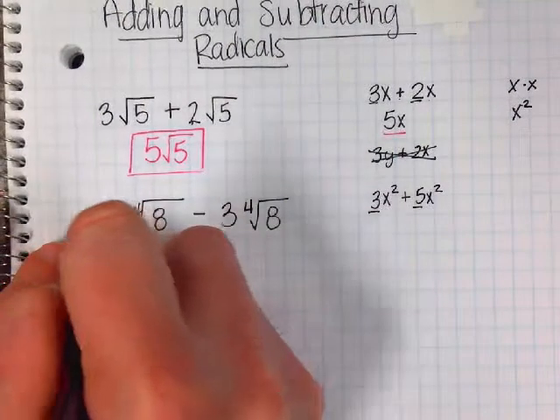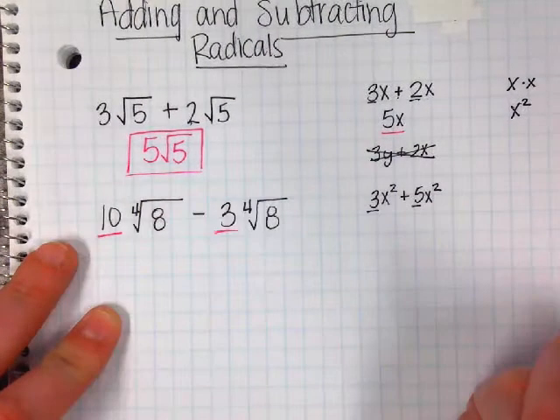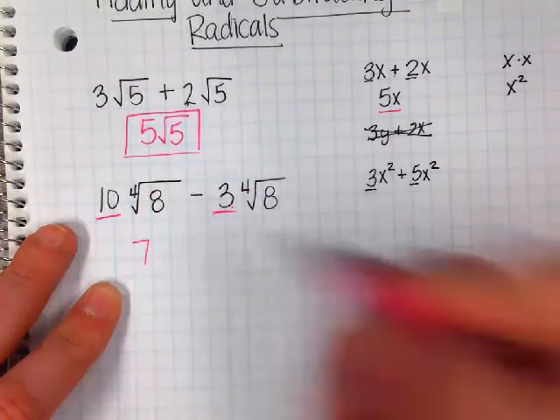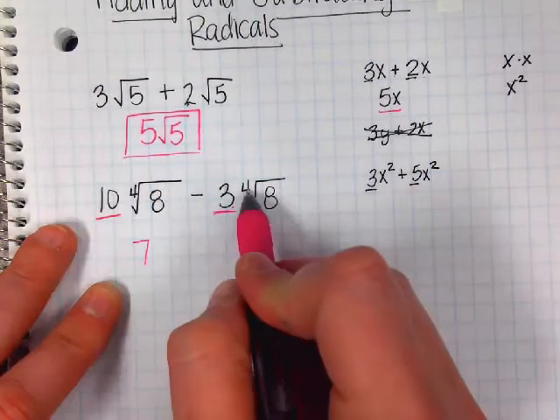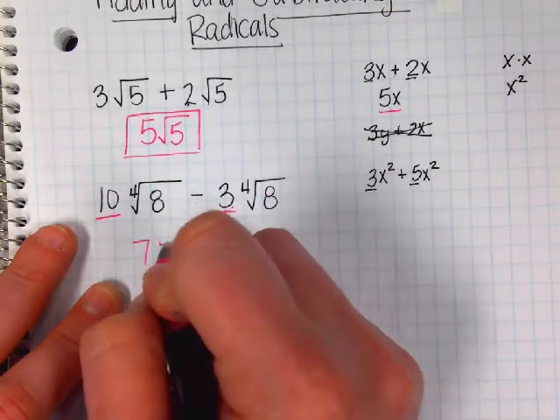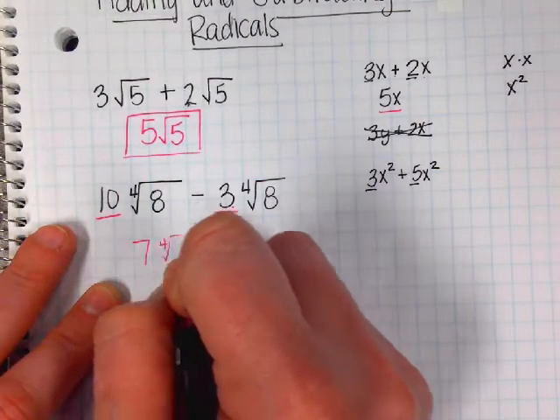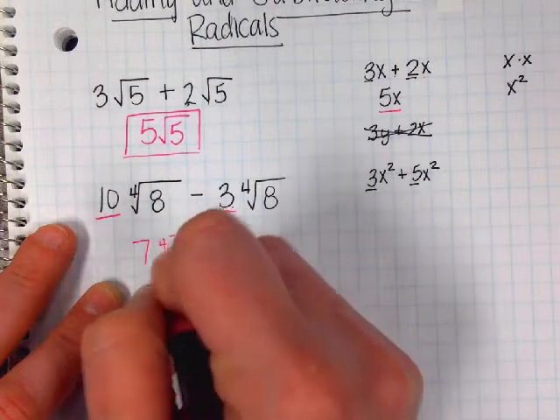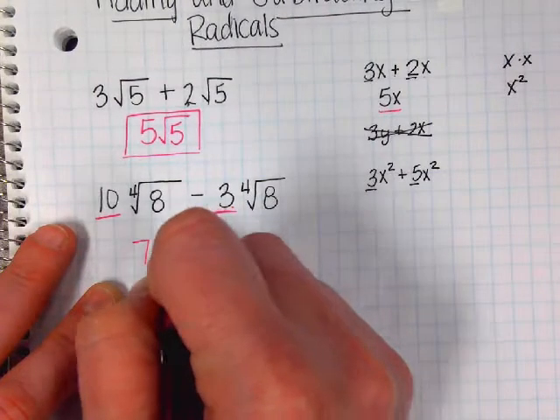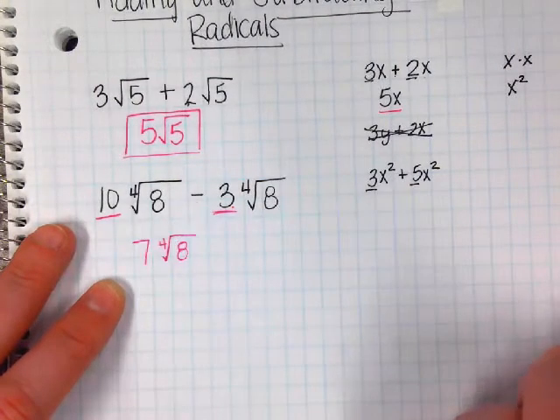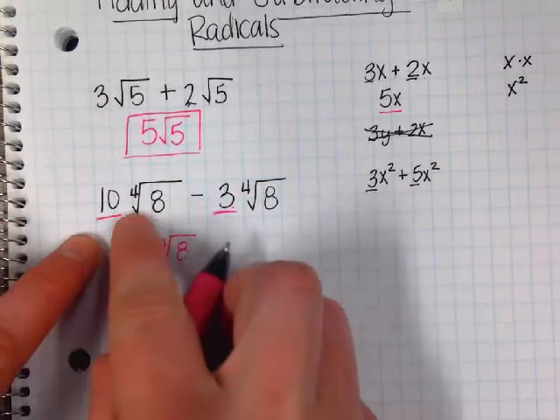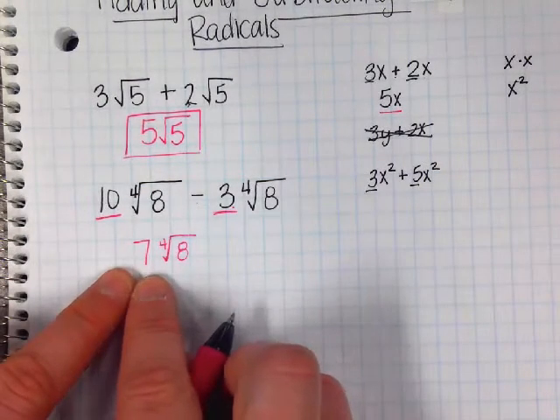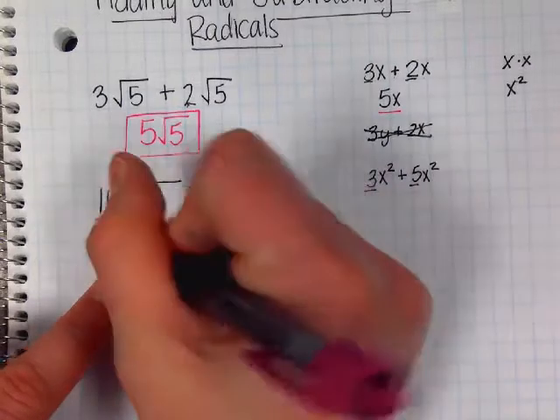So you're still just going to look at this number right out in front. 10 minus 3 is 7. The 4 stays the same because it's identifying the type of radical we had. And then the 8 stays the same as well, because it's just the number underneath the radical. So if I have 10 fourth root of 8 minus 3 fourth root of 8, your answer is 7 fourth root of 8.